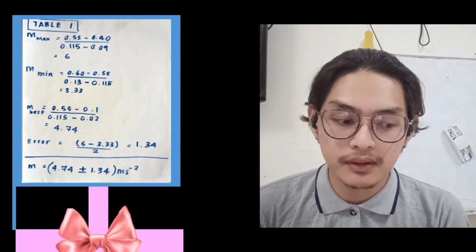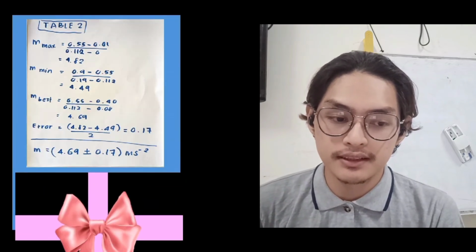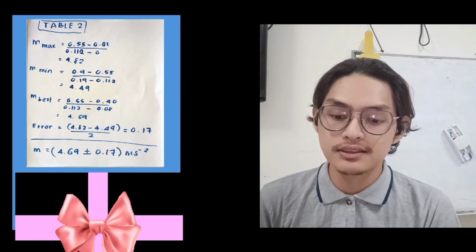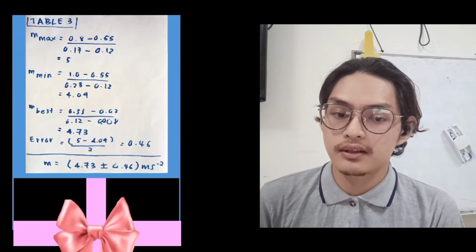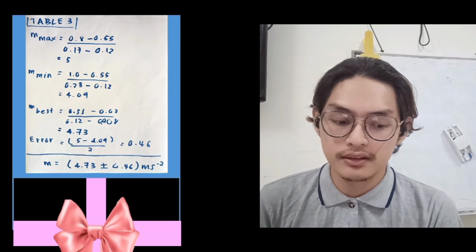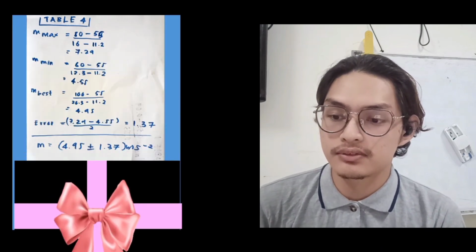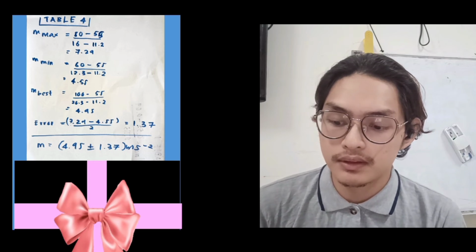From table number 1, you will get 4.74 meter per second square. For table 2, you will get 4.69 meter per second square. And from graph 3, you will get 4.73 meter per second square. And for the graph number 4, you will get 4.95 meter per second square.